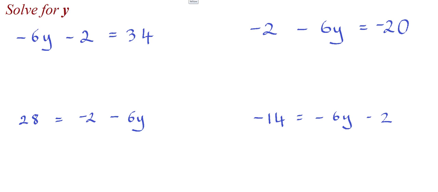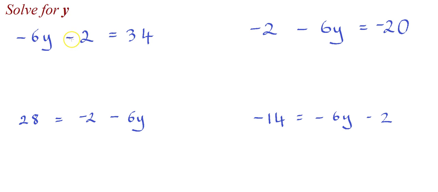Solve for y. Here we have four equations and we have to find the value of y. So let's go about that. What we want to do is make sure that we isolate the y. So in the end, y will be on one side all by itself, and on the other side we're going to have a numeral value, a number value. So let's start with this.